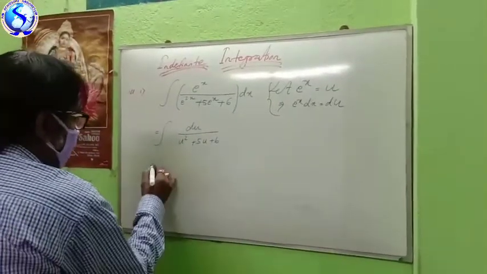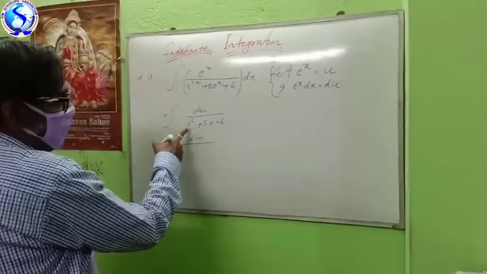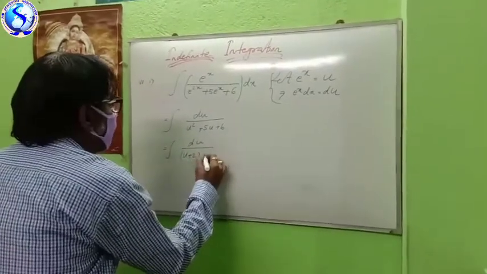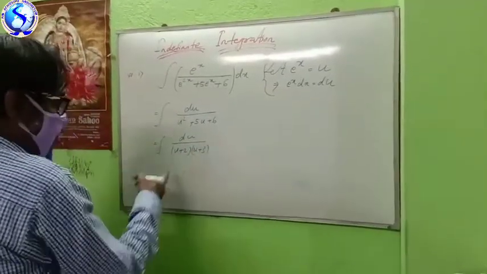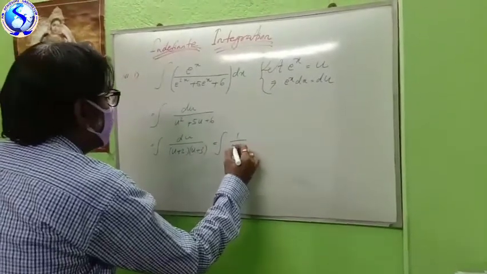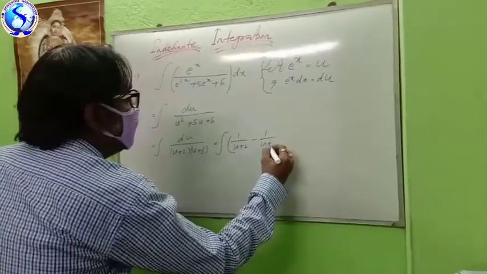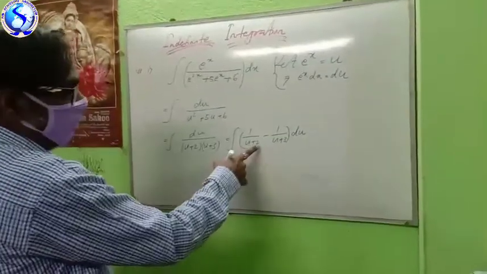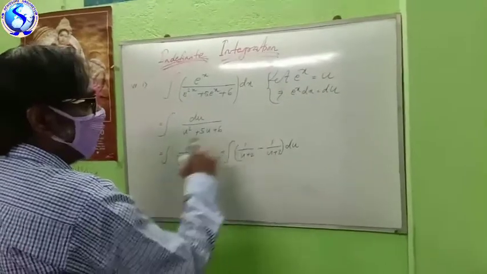After that, the integral of du, if you factorize by middle term breaking, you will get u plus 2 and u plus 3. Now you have to separate the fraction like this: 1 by u plus 2 minus 1 by u plus 3, whole du. If I take the LCM, u plus 2 into u plus 3, the numerator will come to 1.